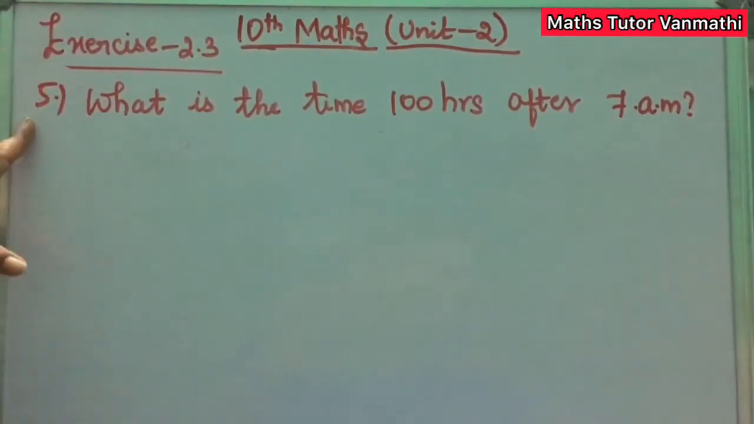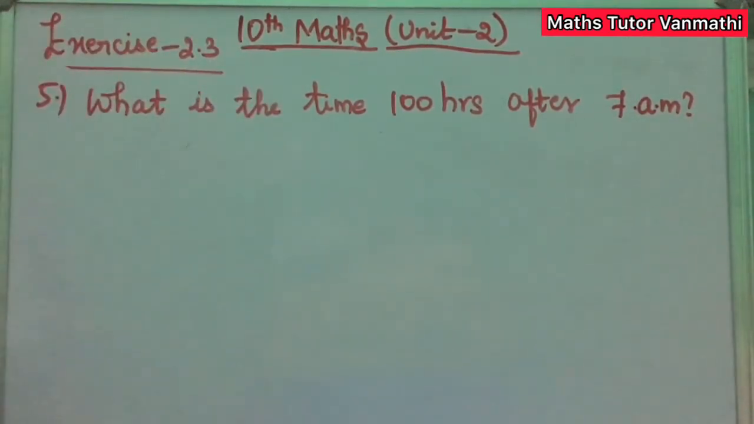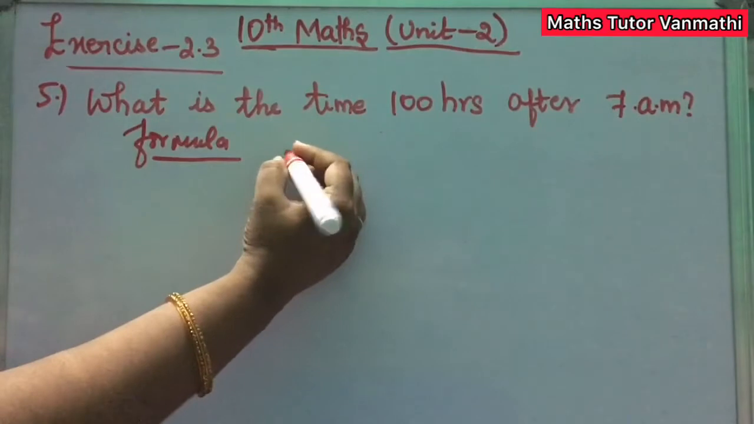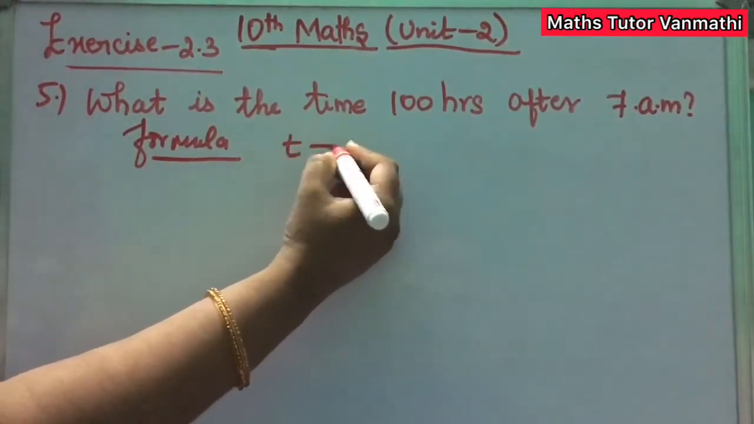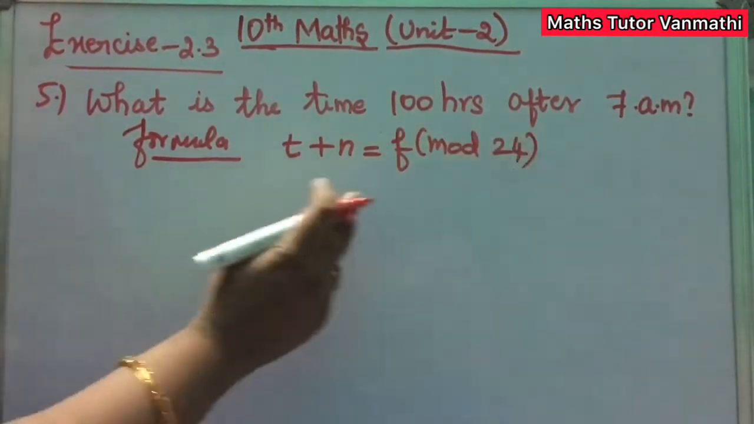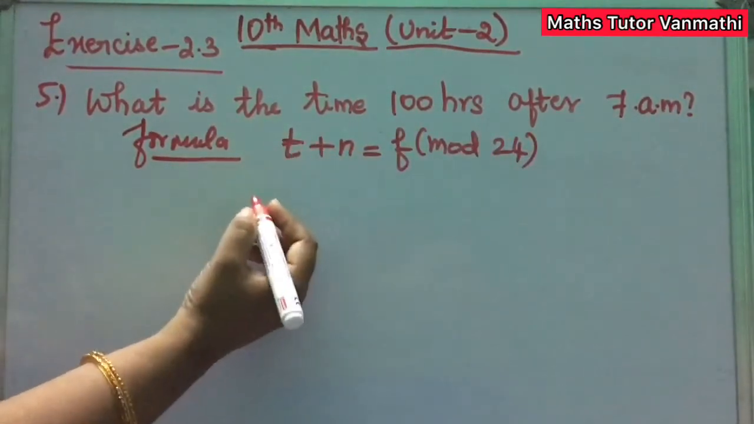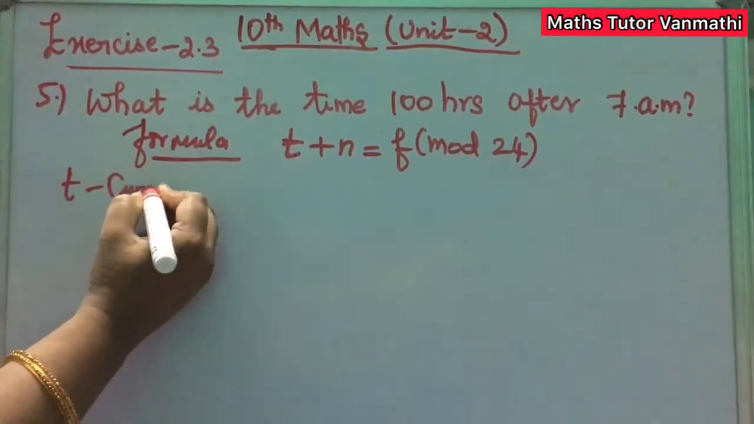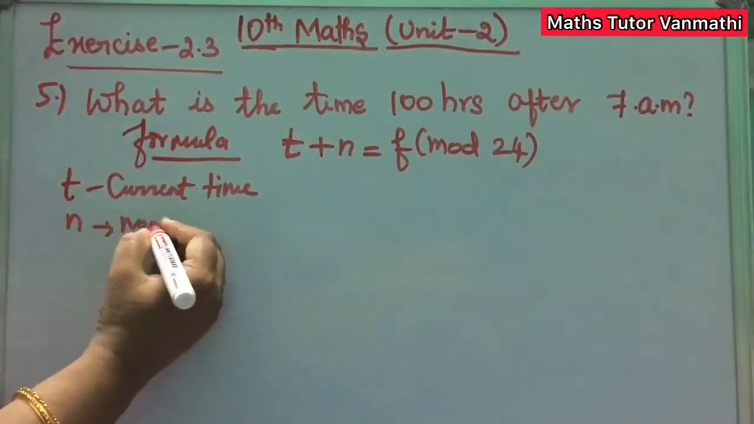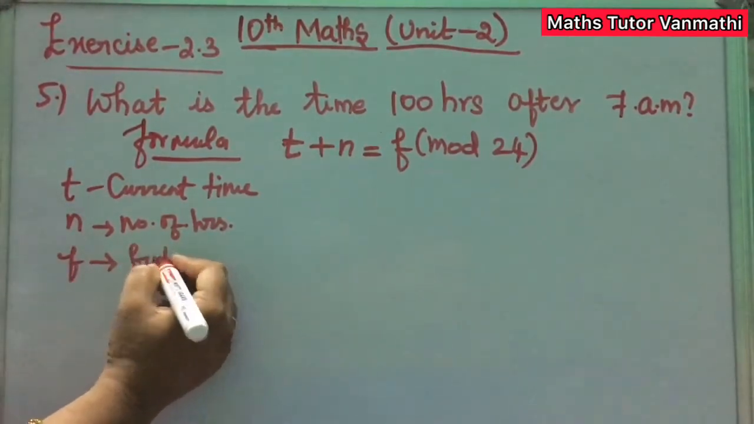Same fifth problem we can do in another method also using the formula. What is the time 100 hours after 7 a.m.? Formula method, that is the formula is T plus N is congruent to F mod 24, because one day has 24 hours, so we are taking this mod 24. T is nothing but your current time. Clear? T is your current time and N is your number of hours and F is your future time. That is what you are going to find.